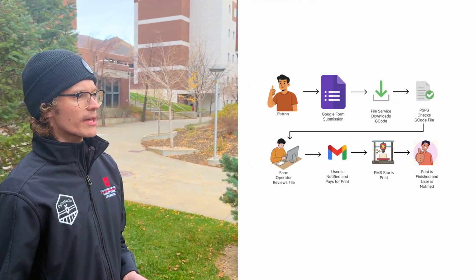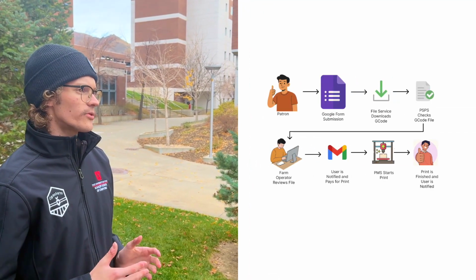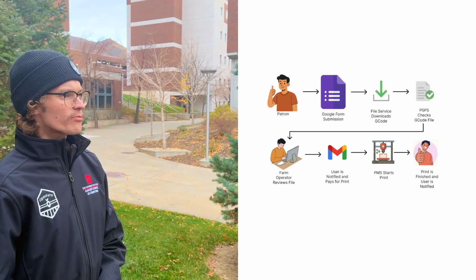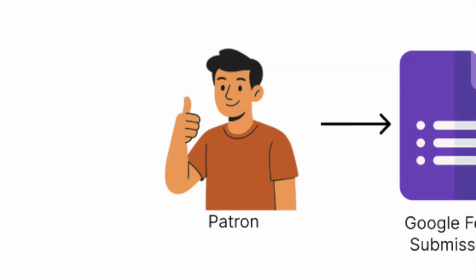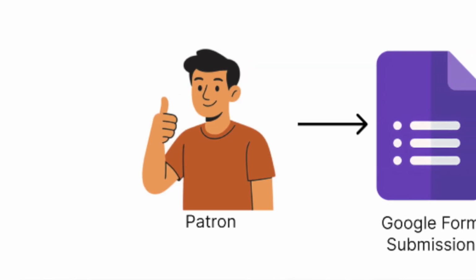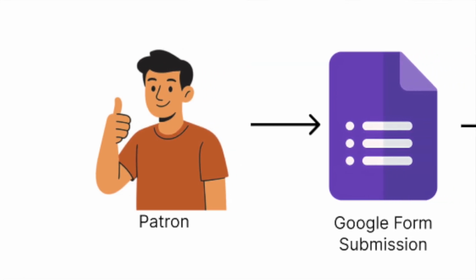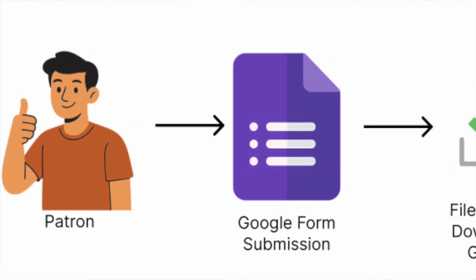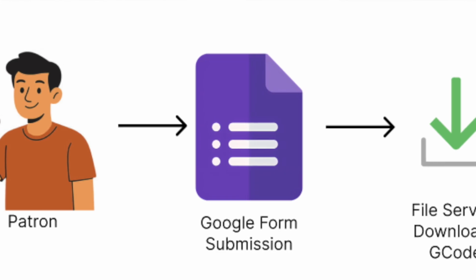Now, if you'll please turn your attention to the screen, I'd like to display our job lifecycle diagram. This is the path that the average print request is going to take through the system. First we begin with our patron, and our patron wants to be able to print some form of arbitrary G-code. They will navigate to our Google form that we've configured, and they will submit to us information such as the G-code they'd like printed and the channel of communication they'd like to use.